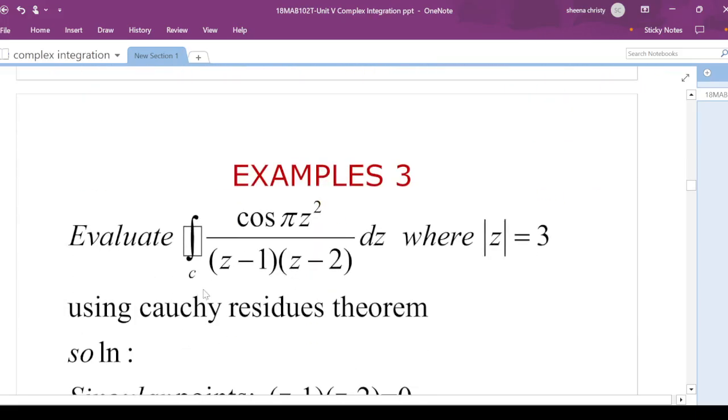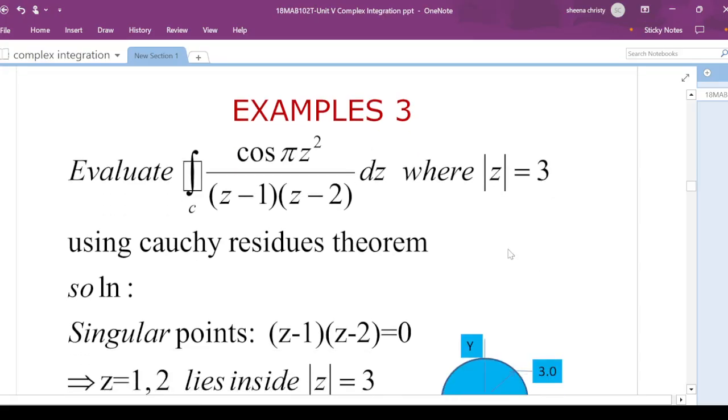Evaluate the integral over the contour C of cos pi z square divided by (z minus 1) into (z minus 2) dz, where mod z equal to 3. Here mod z equal to 3 means what? It is a circle with center (0, 0) and radius 3.